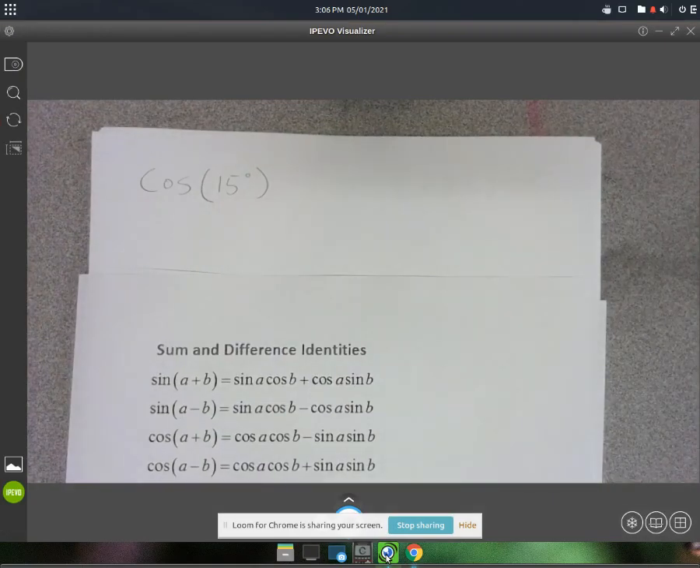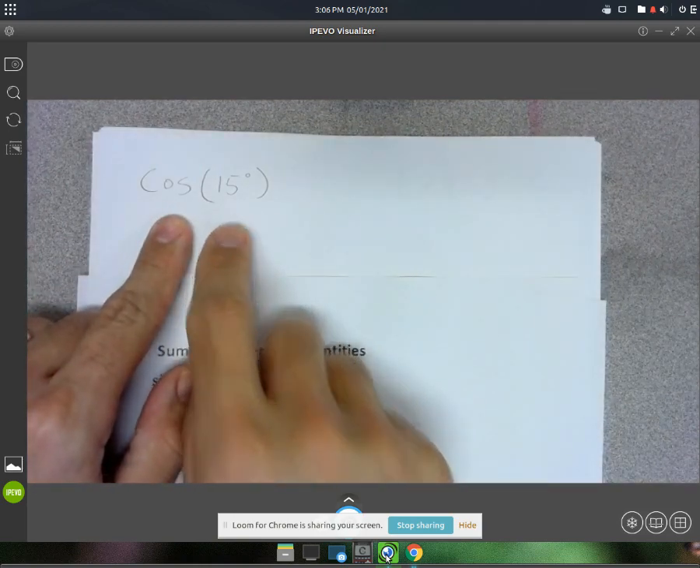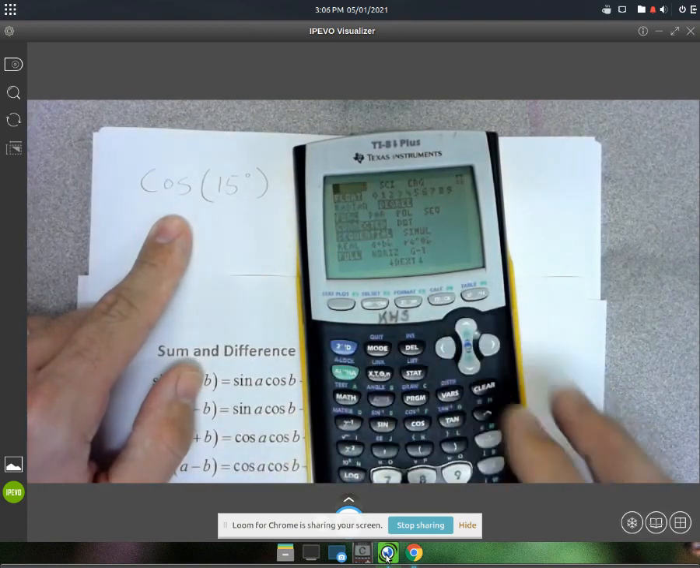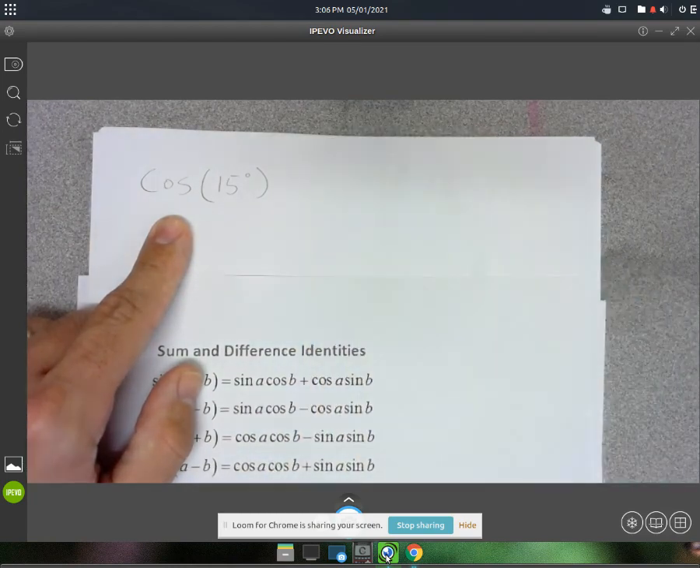All right, so we're going to look at the sum and difference identities, or how to actually apply the formulas. We're going to find the cosine of 15 degrees. We're going to find an exact answer, not just the decimal answer that we get on our calculator. We're going to find out what the exact answer is, involving the square roots and stuff.